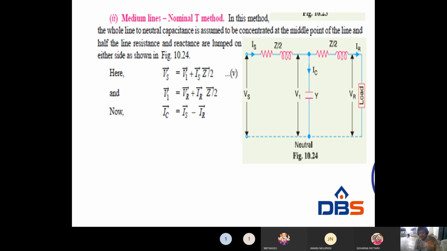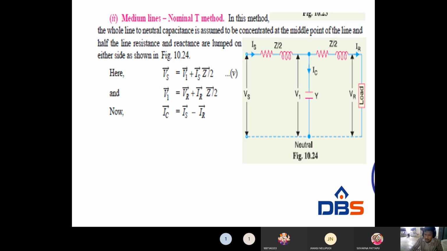Now coming to the medium transmission line, here the capacitive effect is there. That means a capacitor is connected at the middle of the transmission line that divides the network into two halves. That is nothing but the impedance will be divided. Earlier it was Z, now Z/2 and Z/2, that is Z is R plus jXL, so R/2, XL/2, R/2, XL/2. So since it is divided in the middle, the current is now not the same. IS is not equal to IR, IS is equal to IC plus IR.